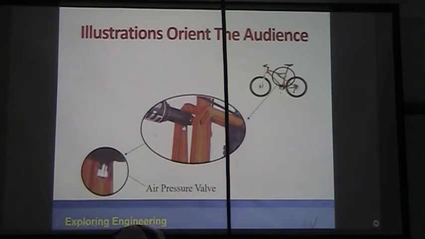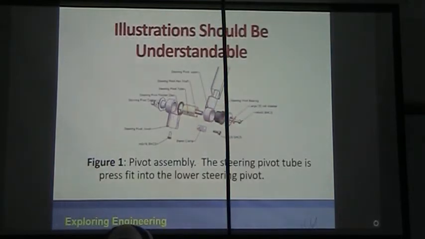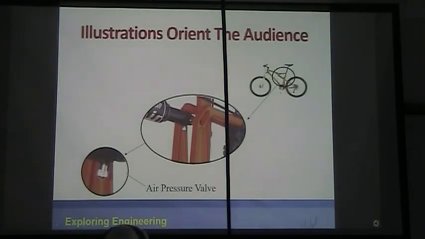Then they show where that fits into part of the bicycle, and then where that fits in the larger scheme of things. Right? So you'll notice, from the bicycle, they've got a circled portion and an arrow that comes down to where you see a larger illustration of it, and then another arrow that comes down and shows this is the air pressure valve.